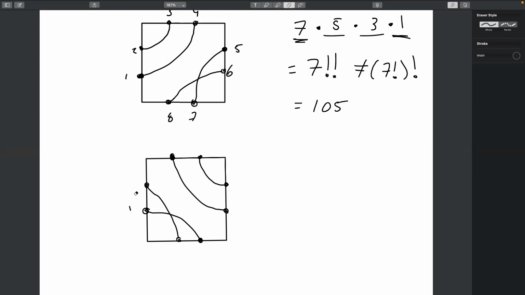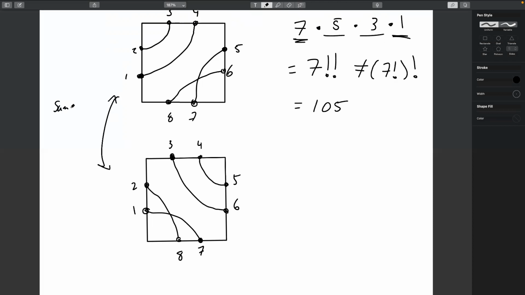But now this was a different thing that I counted. 1, 2, 3, 4, 5, 6, 7, 8. Now 1 is going to 7 instead of 1 going to 4, right? So these are the same tile, but I counted them as different when I did this count.